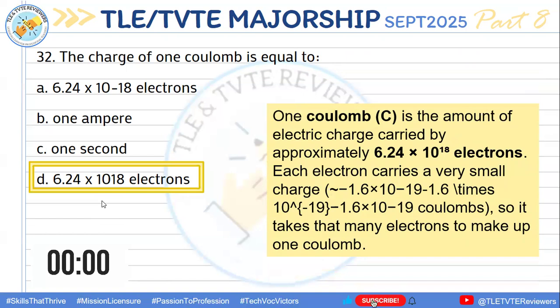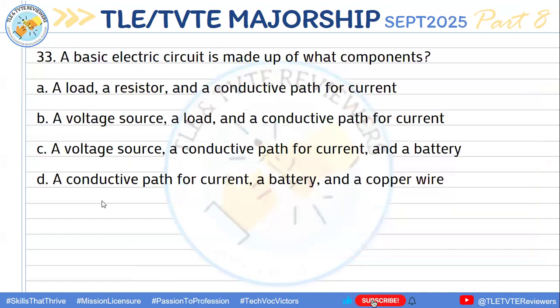So answer letter D. Number 33, a basic electric circuit is made up of what components? Is it letter A, a load, a resistor, and a conductive path for current? B, a voltage source, a load, and a conductive path for current? Letter C, a voltage source, a conductive path for current, and a battery? Or letter D, a conductive path for current, a battery, and a copper wire?